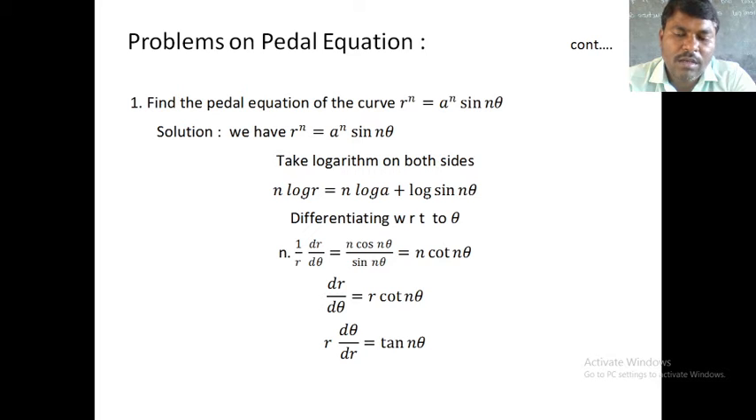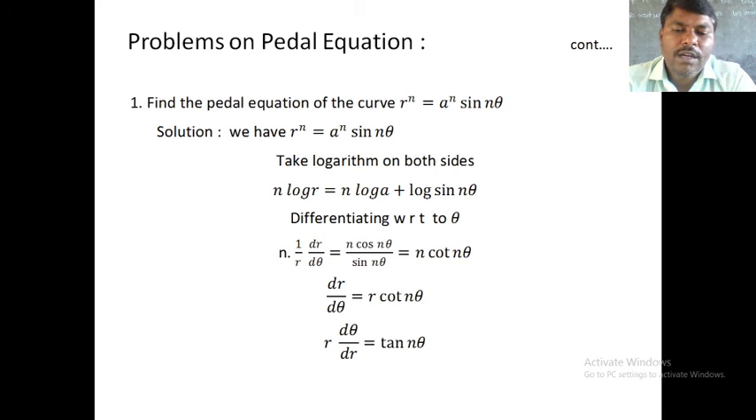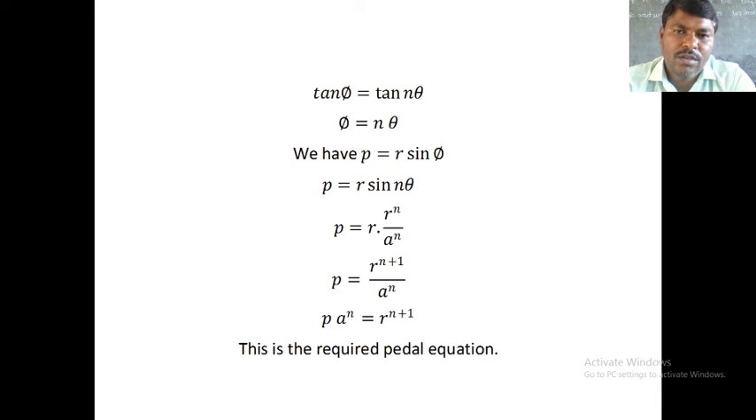Take the reciprocal, we get r into d theta by dr is equal to tan n theta. We know that r into d theta by dr is tan phi, so tan phi is equal to tan n theta. That implies phi is equal to n theta. We know that p is equal to r sin phi, so p is equal to r sin n theta.